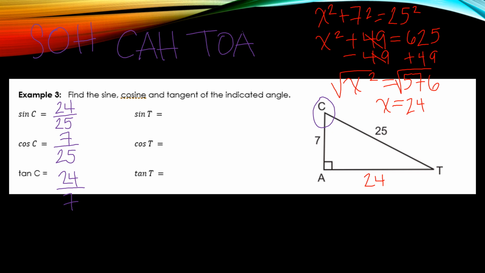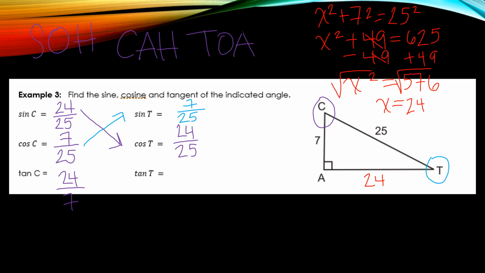So now we're going to do the same thing for sine T. Now, if you use the rule that the sine and cosine of your complementary angles are equivalent, you can actually just go ahead and do cosine T because that's going to be the same thing as sine C. But it's okay if you don't see that because you can just look at T and the adjacent leg is 24 and the hypotenuse is 25, so 24 over 25. Sine T is going to be equivalent to cosine C, so it's going to be 7 over 25. Again, if you don't recognize that, look at angle T. The opposite leg to T is 7, and the hypotenuse is 25.